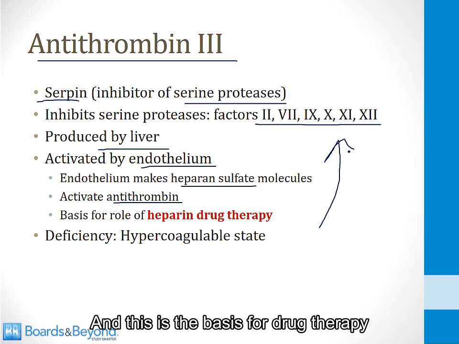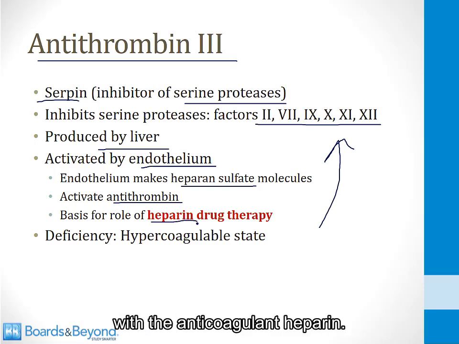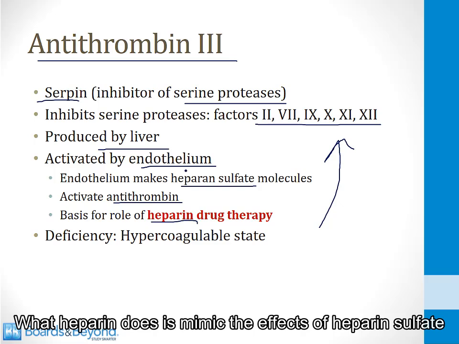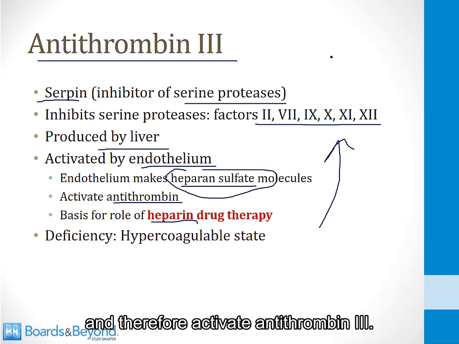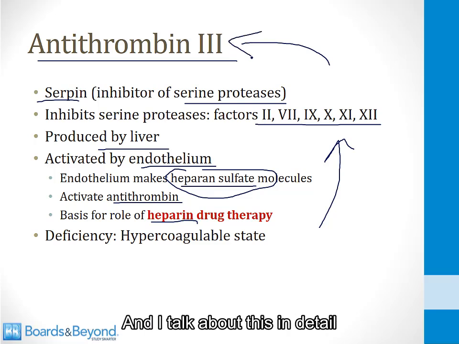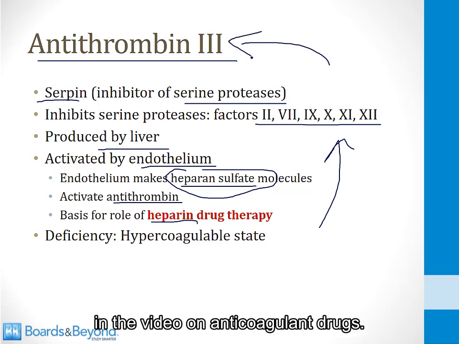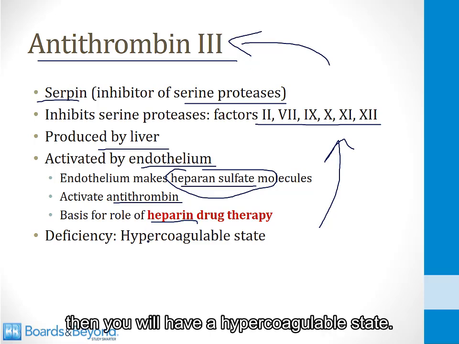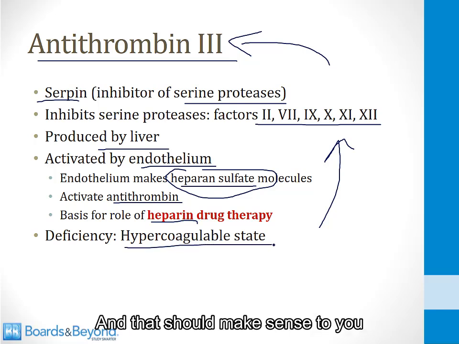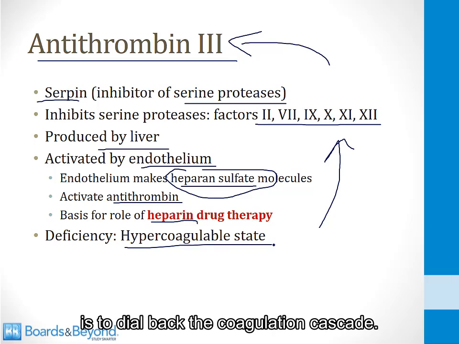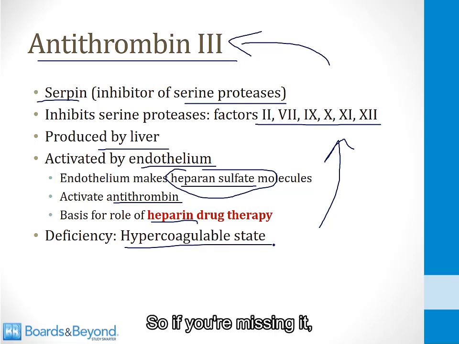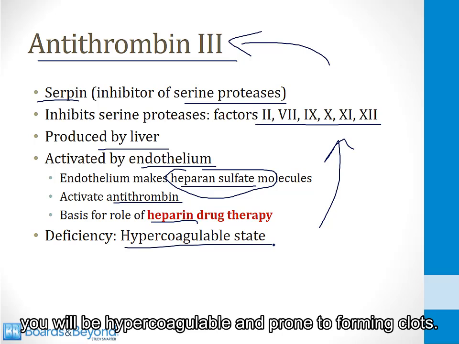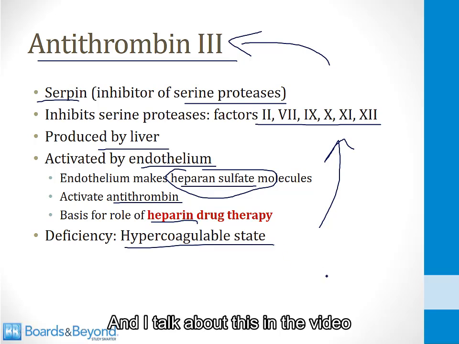And this is the basis for drug therapy with the anticoagulant heparin. What heparin does is mimic the effects of heparan sulfate and therefore activate antithrombin 3. And I talk about this in detail in the video on anticoagulant drugs. If you are born with a deficiency in antithrombin 3, then you will have a hypercoagulable state. And that should make sense to you because the job of antithrombin is to dial back the coagulation cascade. So if you're missing it, you will be hypercoagulable and prone to forming clots. And I talk about this in the video on hypercoagulable states.